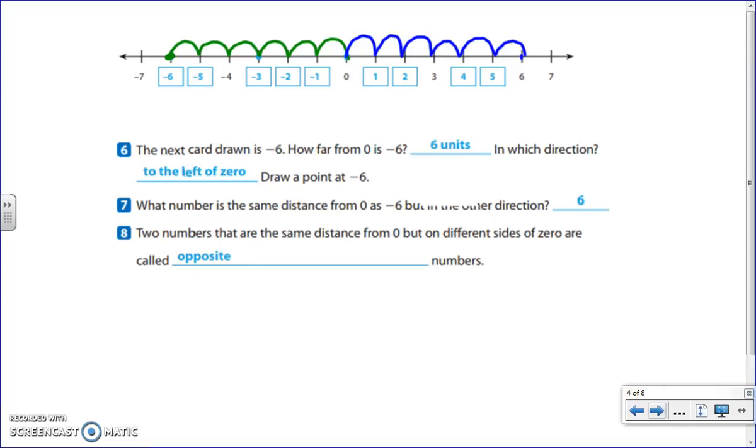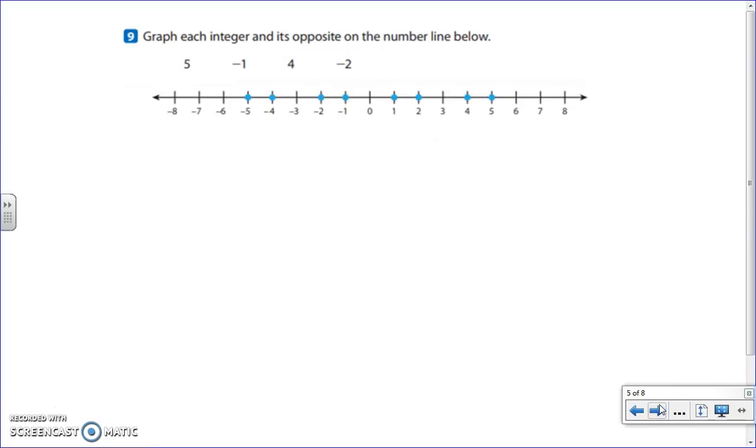It says graph each integer and its opposite on the number line below. So mine actually printed off the answer already on it, but I'm going to go one by one with you. So we'll do 5 in blue. 5 would be this number. 5's opposite would be 5 in the other direction from 0, -5. So those are 5 and its opposite.